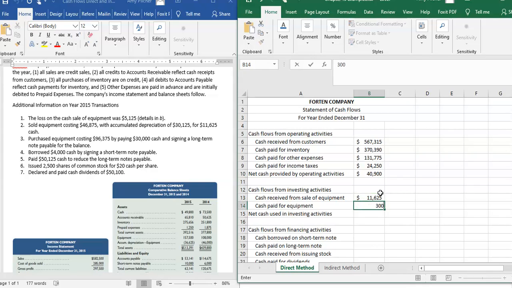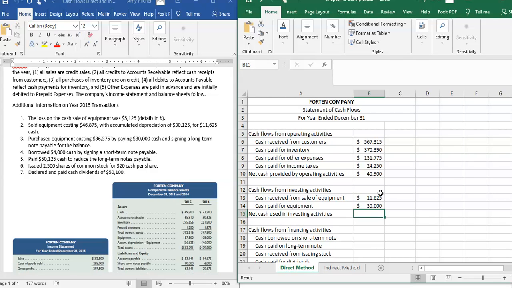We paid out $30,000. In note 3, it says that we purchased equipment, we paid $30,000 in cash, and we signed a long-term note payable. We want the cash payment part of it. We would put the other amount in a note to the statement of cash flows.